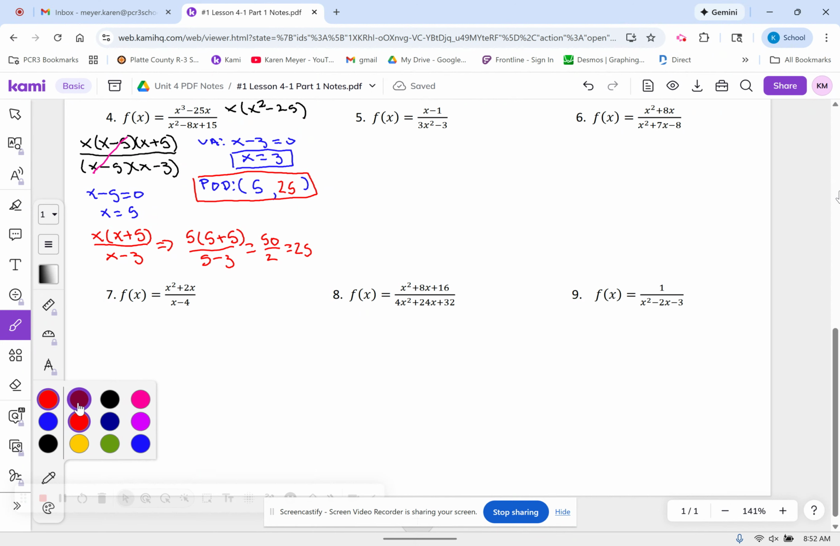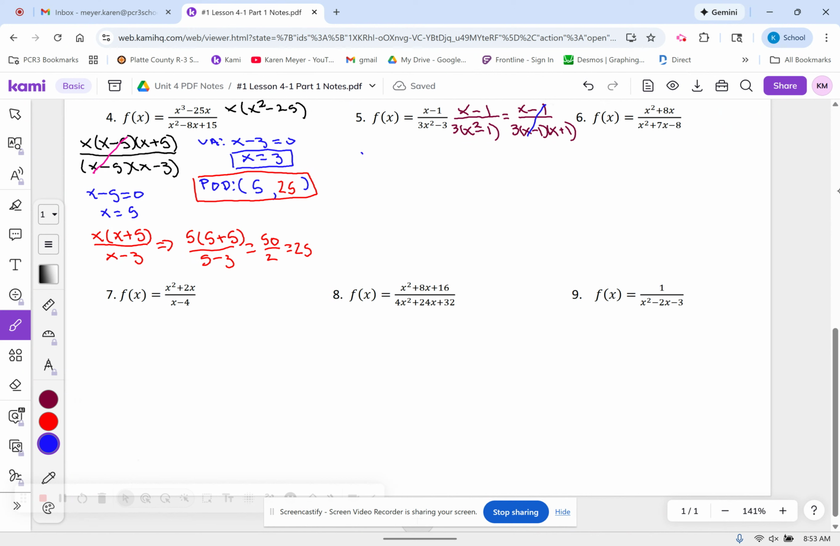Okay, the next one. I can't do anything with x minus 1, so I'm going to leave that alone. On the bottom, I'm going to start by taking out a 3 as my GCF. So I have 3 parentheses x squared minus 1. But then I'm going to continue to keep factoring that. So then I would have 3 parentheses x minus 1 parentheses x plus 1. And then I'm going to notice that x minus 1 cancels out, so this will have a POD, so I'll come back to that here in a minute.